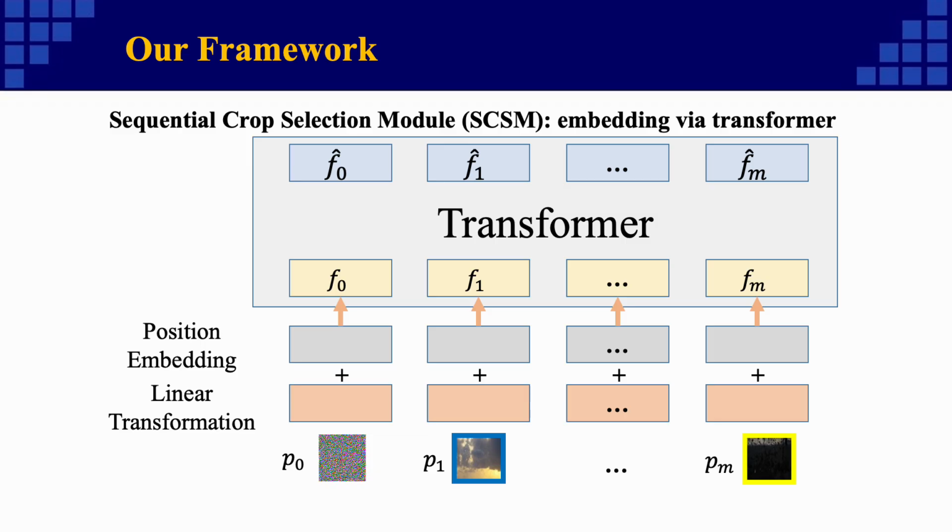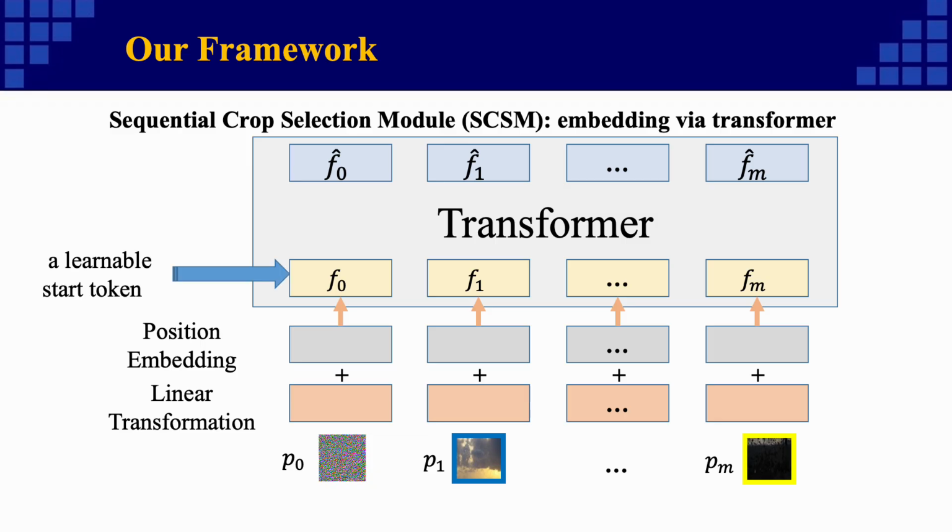Specifically, for every crop Pi with its predicted bounding box location Bi, we embed both its appearance and position information as an input token to the transformer as Fi equals W1 times Pi plus EB of Bi. W1 is a trainable linear transformation matrix to convert Pi into a 1D embedding, and EB is a position encoder. Especially, we add a learnable token F0 to represent the overall compatible features of all the input tokens.